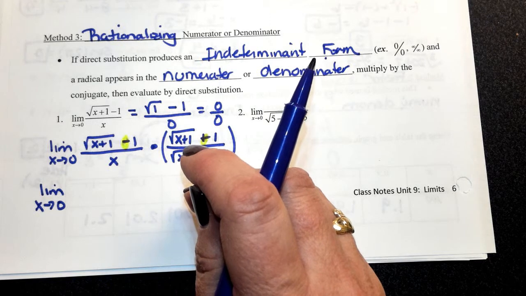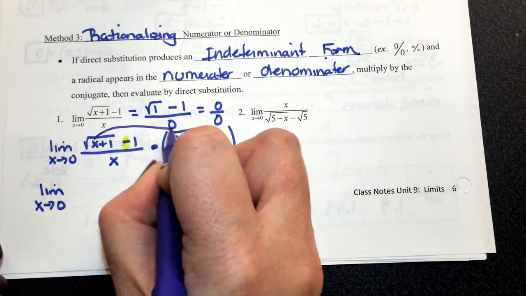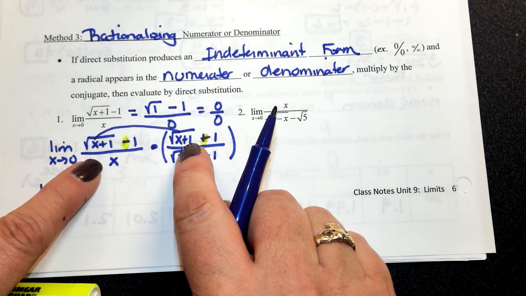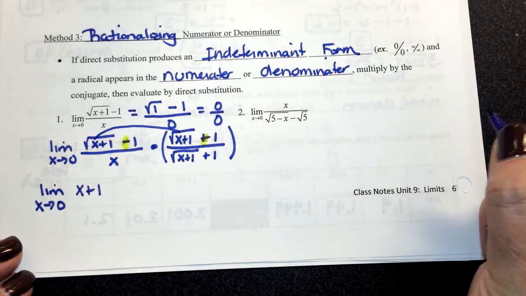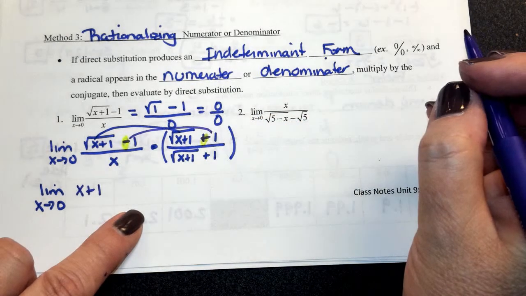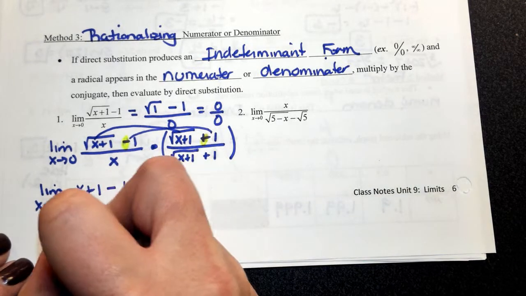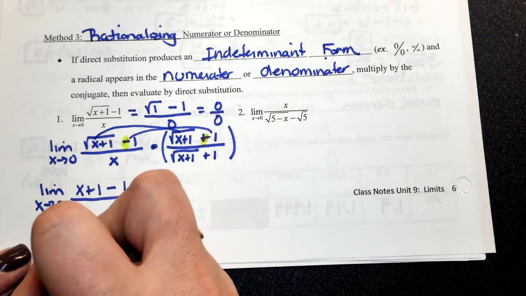Just multiply the first and the last terms together. What happens when you multiply square root of x plus 1 by itself? Square root of x plus 1 times square root of x plus 1 is just going to be x plus 1. Then the last terms: negative 1 times 1 is negative 1. Do not worry about foiling or distributing the bottom. Leave it in factored form.